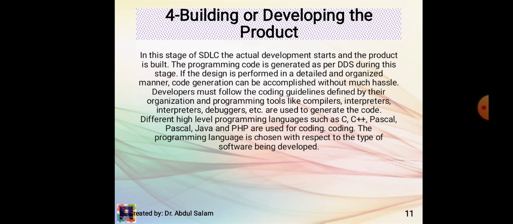Developers must follow the coding guidelines defined by their organization, and programming tools like compilers, interpreters, debuggers, etc. are used to generate the code. Different high level programming languages such as C, C++, Pascal, Java, and PHP are used for coding. The programming language is chosen with respect to the type of software being developed.